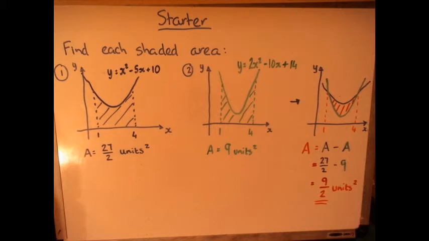As the two curves came together, the area I'm left with between them is the difference between the blue shaded area in the starter and the green shaded area. Because we know the blue shaded area and the green shaded area, we can calculate what this new red shaded area, the area between the two curves, would be. And we can see that the answer would be 9 over 2.